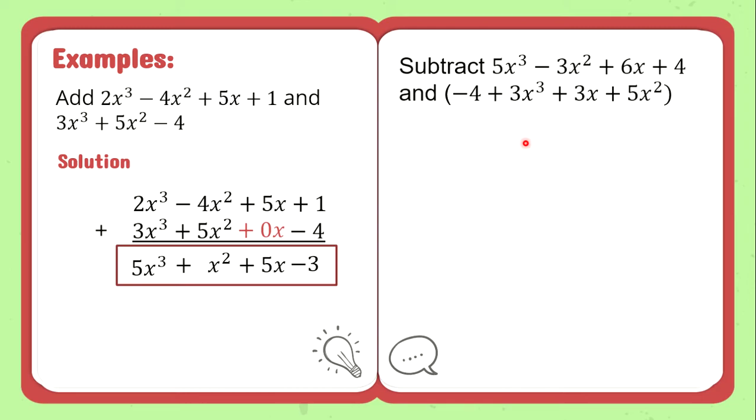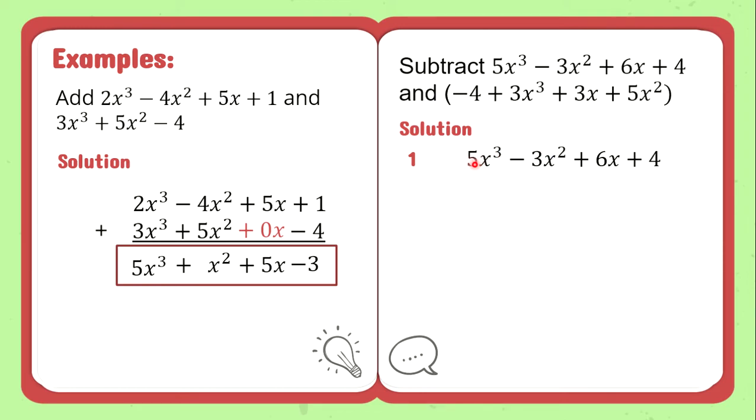Next, let us try to subtract 5x cubed minus 3x squared plus 6x plus 4 and the given negative 4 plus 3x cubed plus 3x plus 5x squared. So as you can see here, we have to align the like terms. For our minuend, let's write it: 5x cubed minus 3x squared plus 6x plus 4. And if you observe our subtrahend, it's not arranged in descending order. Therefore, we have to align them.